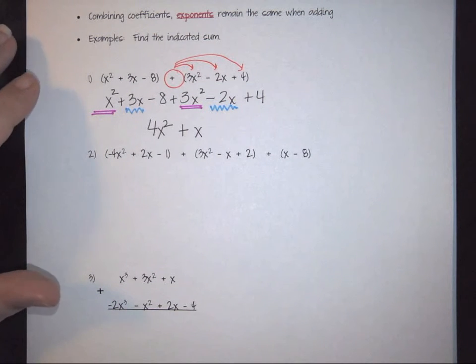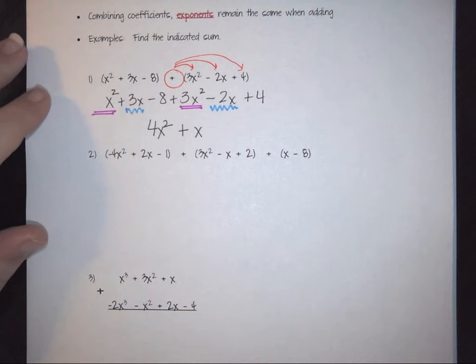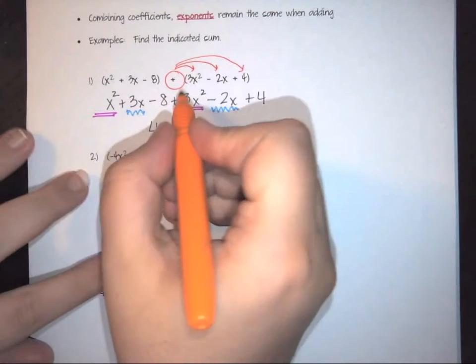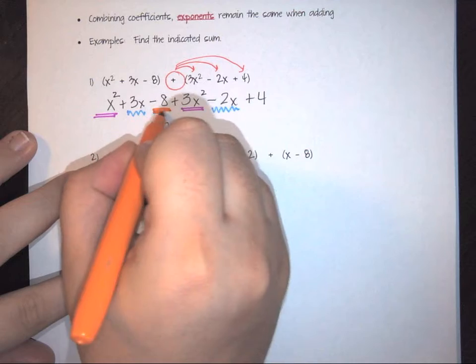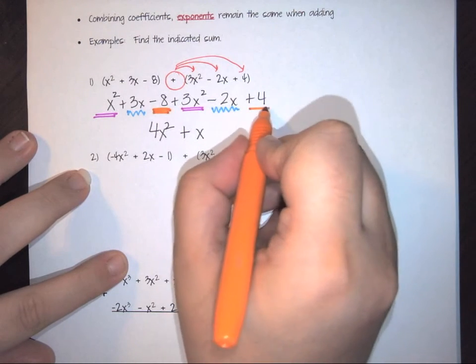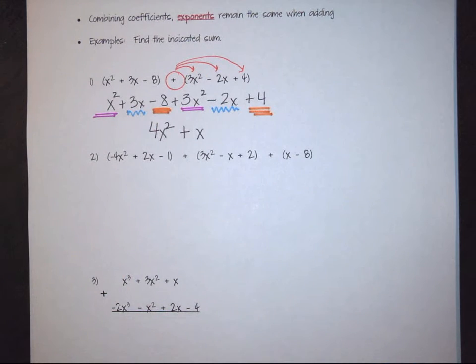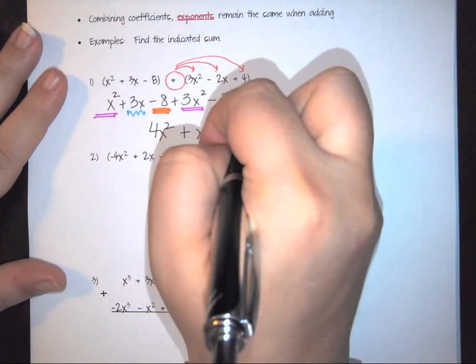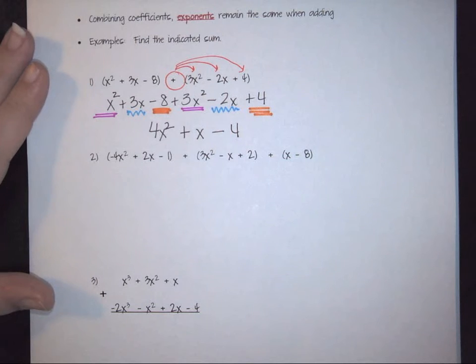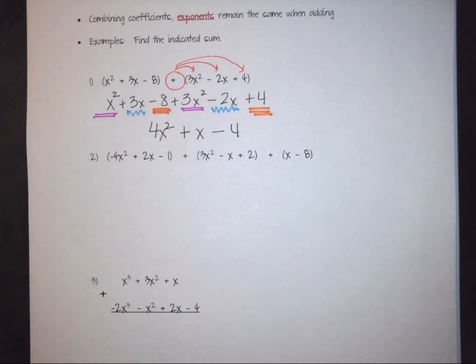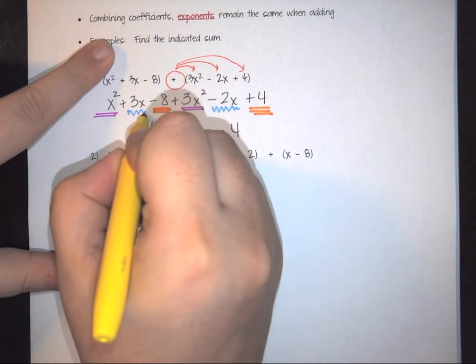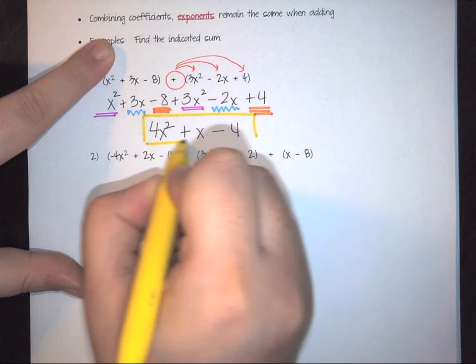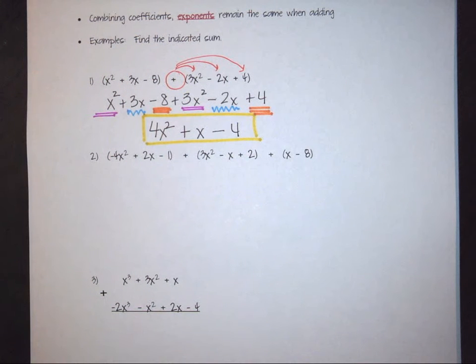Now the last thing that I have to work with is my constants. Here I've got 2 of them. I have to combine them together. I have negative 8 plus 4 is going to give me negative 4. And if you notice, this now is everything I was looking for, the solution to my problem.